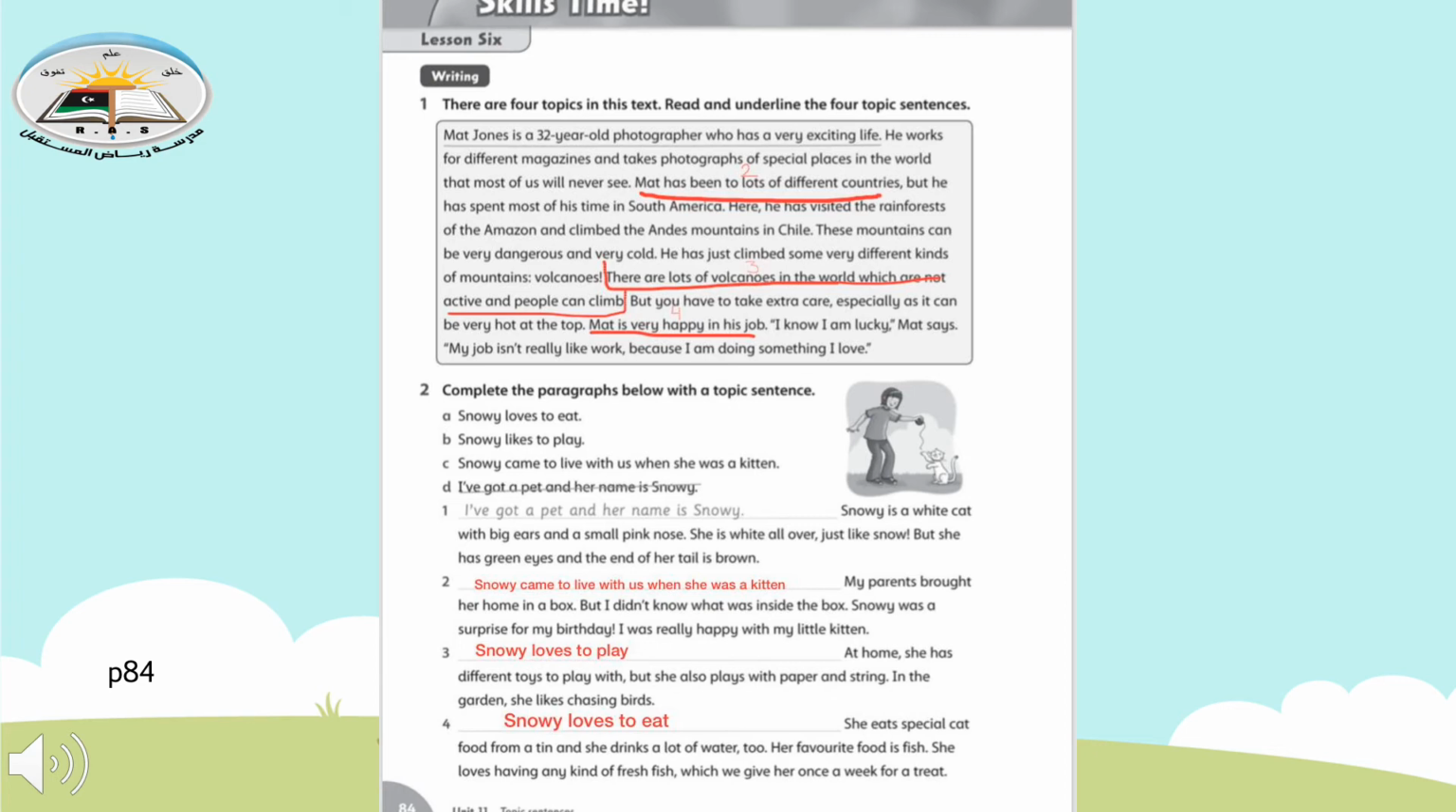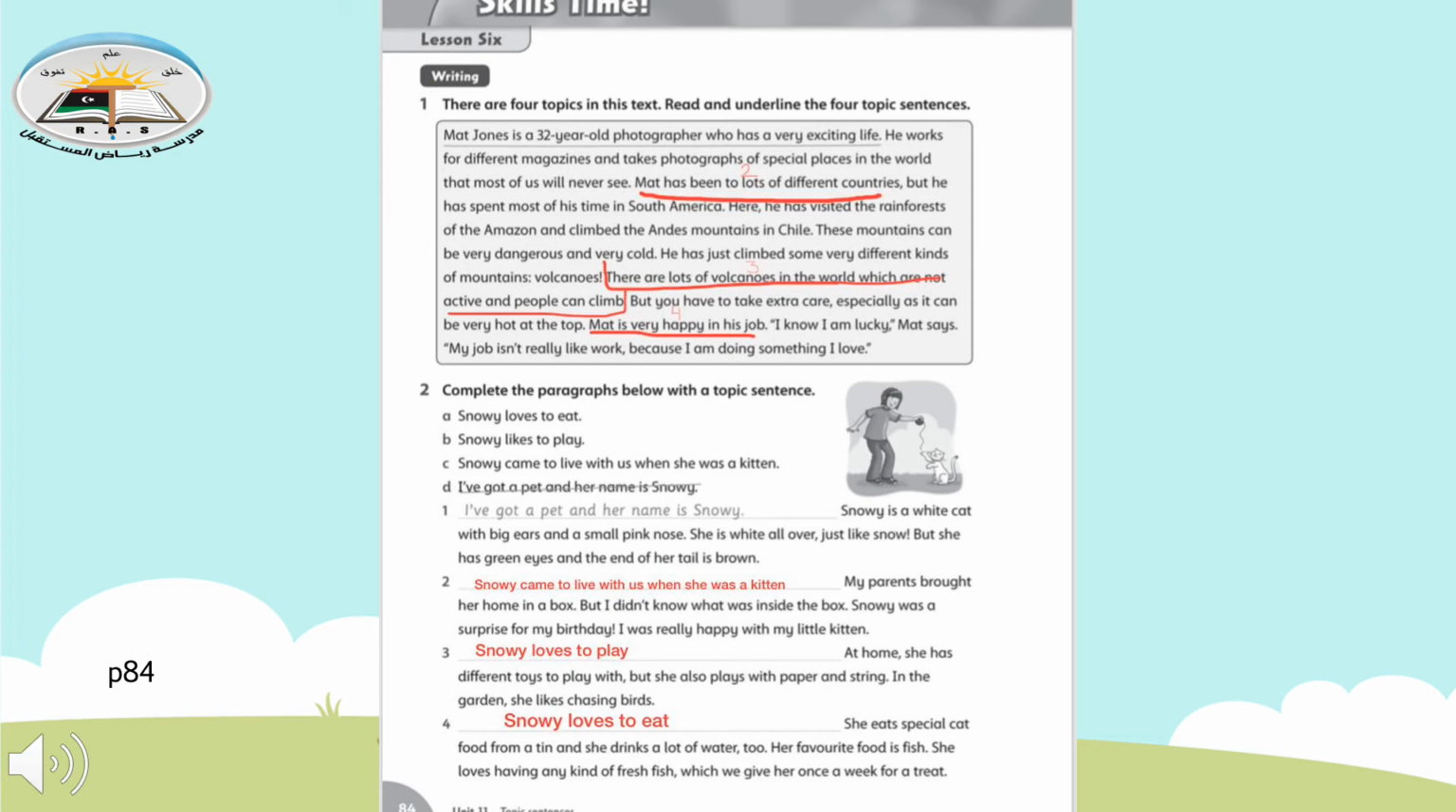Now, let's move on to question number 2. Complete the paragraph below with a topic sentence. So we have a number of paragraphs missing a part which is a topic sentence, and we have separate topic sentences that we need to put in the right place. Our topic sentences are: A, Snowy loves to eat. B, Snowy likes to play. C, Snowy came to live with us when she was a kitten. D, I have got a pet and her name is Snowy.